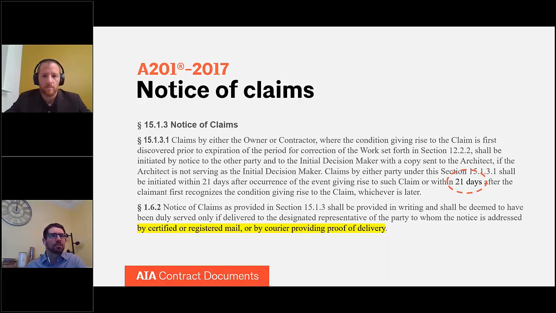And then if you jump around a little bit, section 1.6.2 talks about how notice is to be delivered to the other party. The default here is certified or registered mail or by courier providing proof of delivery. And the reason why that is required for claims specifically is that the contract is set up such that claims shouldn't be mixed in with all of the other correspondence between the parties. It would be somewhat unfair if there's hundreds of emails, or if you have a project database where correspondence is back and forth.